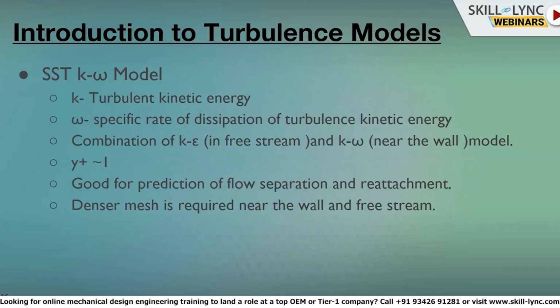So this is a very good model for prediction of flow separation and reattachment. A denser mesh is required near the wall and in the free stream. This model is well suited for problems like pumps, centrifugal pumps, or even external aerodynamics. With some modifications, this model can be used. So these are the applications of the SST K omega model. These three are the most commonly used turbulence models. There are some other models also, but I'm just touching upon the most commonly used ones.